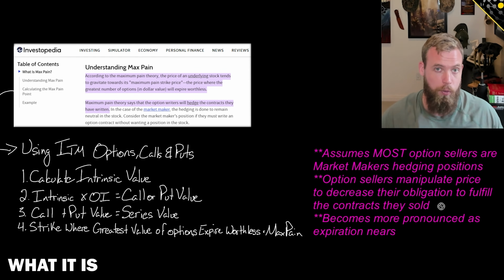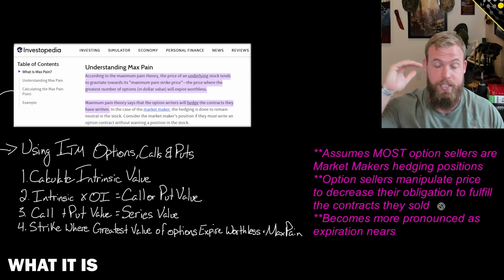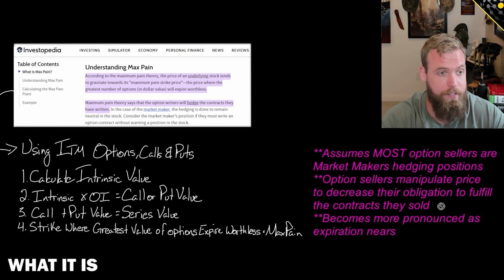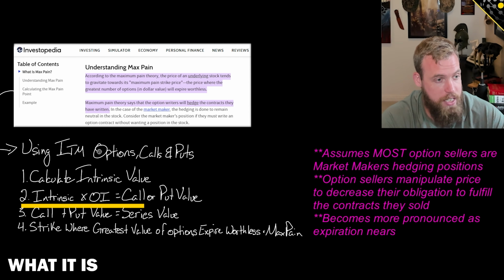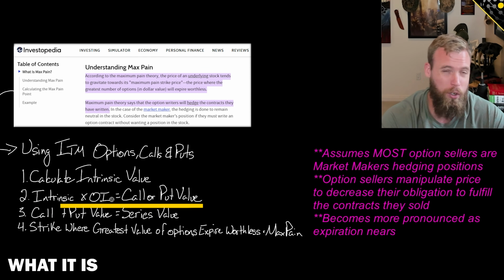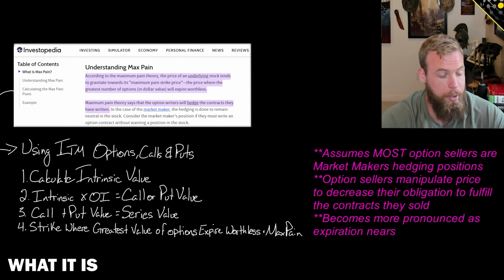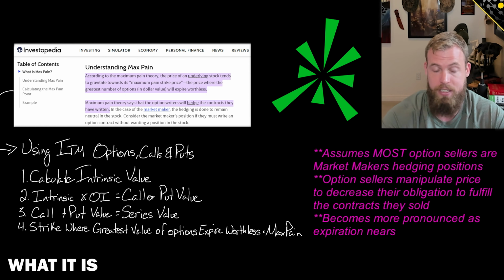So come expiration day, they are then incentivized to quite literally manipulate the price of the stock to land at maximum pain. And I'm going to show you exactly how to find what that looks like. On the left-hand side over here, we have the calculations for it. There's a lot of websites that do it for you, but I'm also just going to show it to you in Thinkorswim because that's the platform I use.